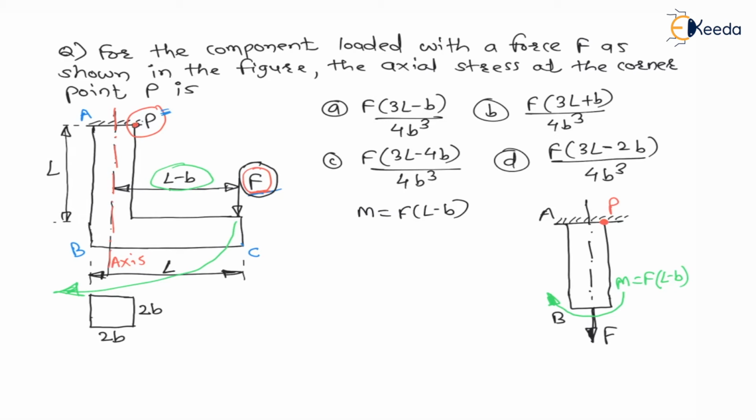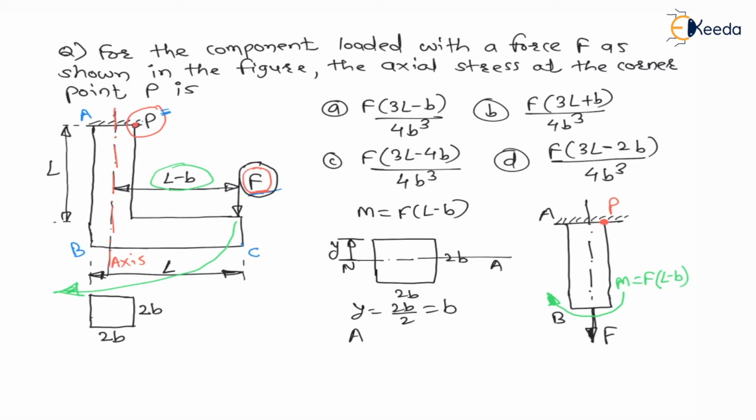Again, what is the Y? See, cross section is square. Here the cross section of element is square, that is 2B by 2B. Now this is the neutral axis. From neutral axis, what is the distance of extreme fiber? This is called Y. Therefore Y is nothing but, can I say 2B by 2? That is B. This is the Y.